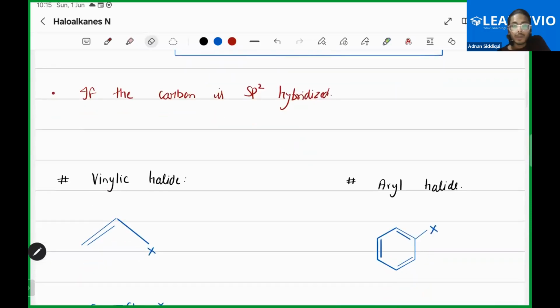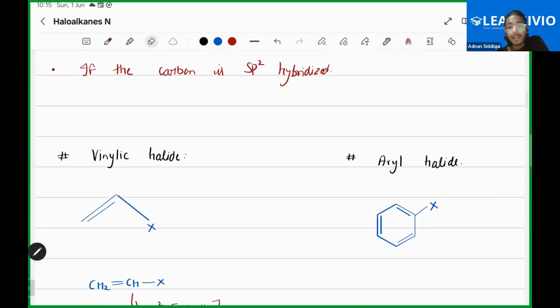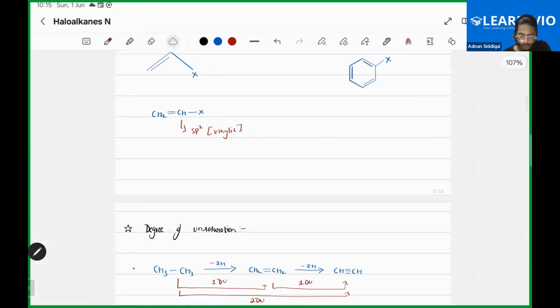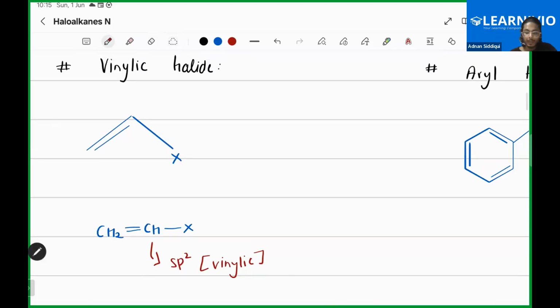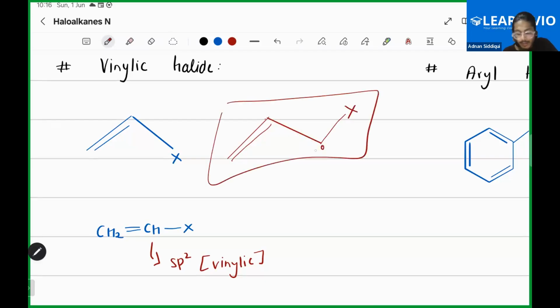Now, we will talk about a new category, the vinylic halide or aryl halide. For vinyl halide, it is similar to allylic position but is different. In allylic, the halogen is attached to the carbon which is next to the double bond. This is allylic. But if the halogen is directly attached to this double bonded carbon like this, then we will call this position vinylic position, right?